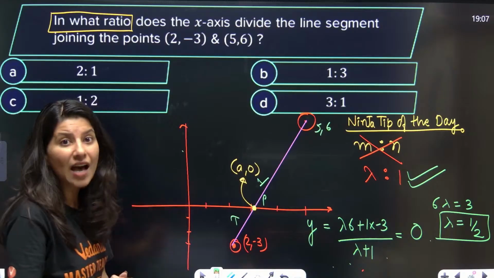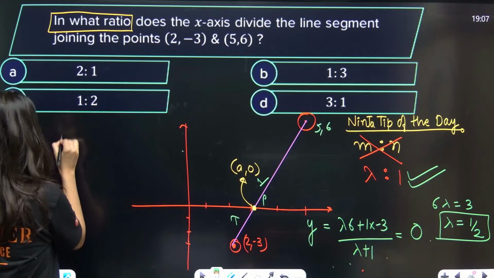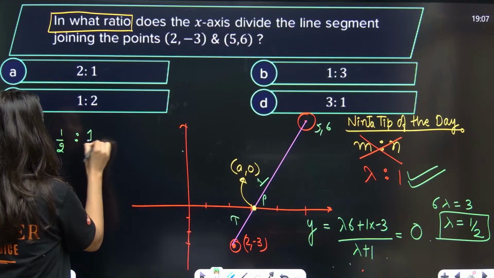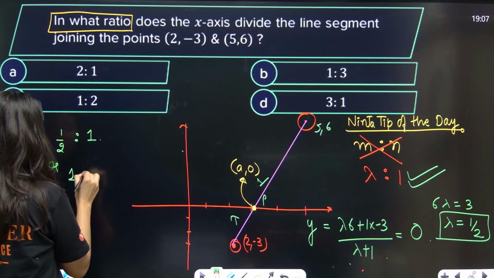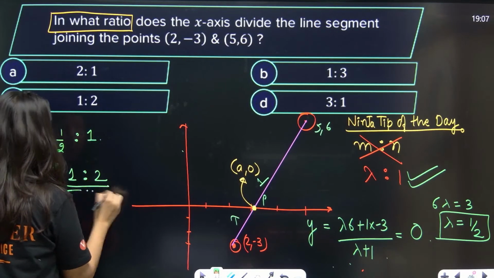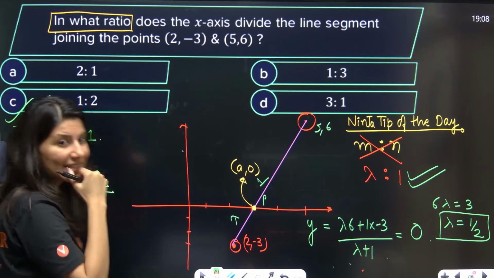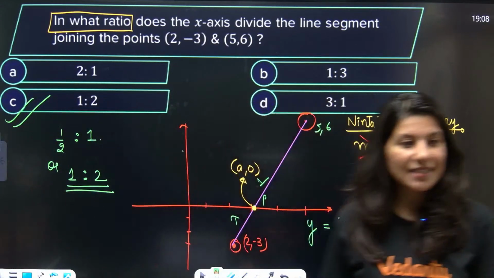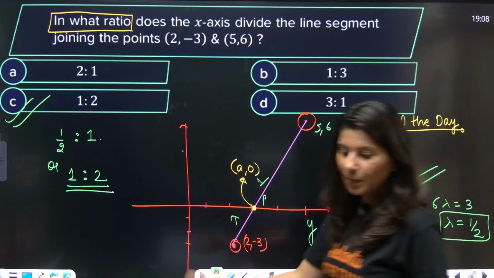So lambda is half. So half is to 1. Or you can say 1 is to 2. So now the ratio is 1 is to 2. Option C is absolutely correct. I think Ronit, this solves or explains your doubt.